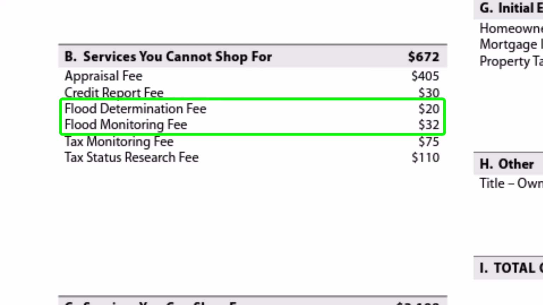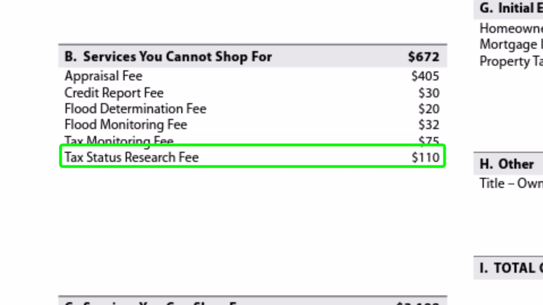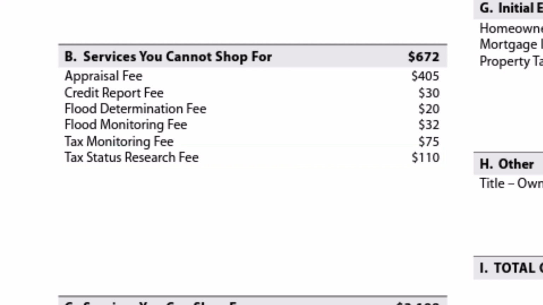Next is flood determination fee, and this is for determining whether the home is in a flood zone or not. Next is the tax monitoring fee, and this is for keeping an eye on the tax account, ensuring that relevant parties are informed in case of any unpaid taxes. Next, we have tax status research fee, and this is to confirm the annual amount and ensure that the property taxes are paid punctually. And given that you cannot shop for these services and they're provided to you by the lender, the key number to look out for is the one highlighted in bold at the top of section B.